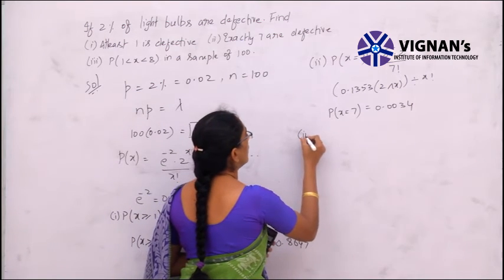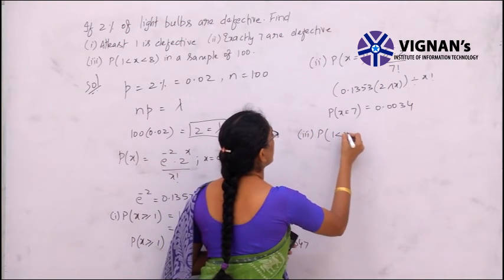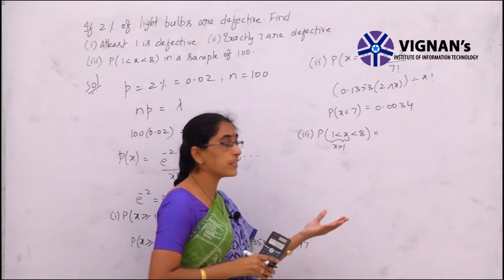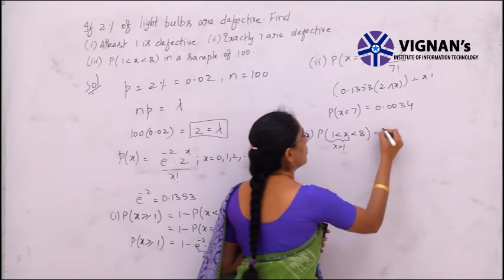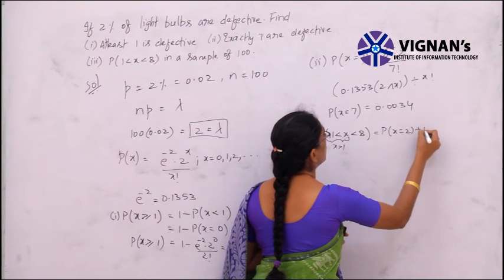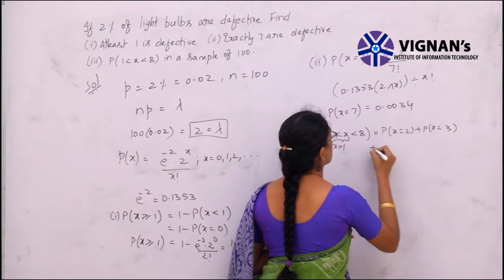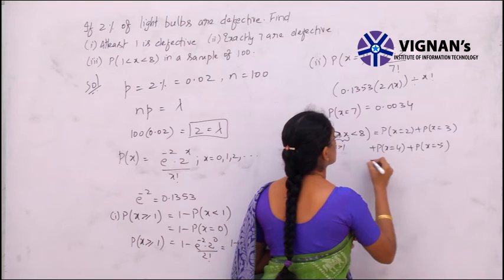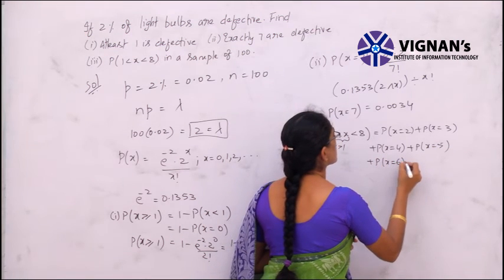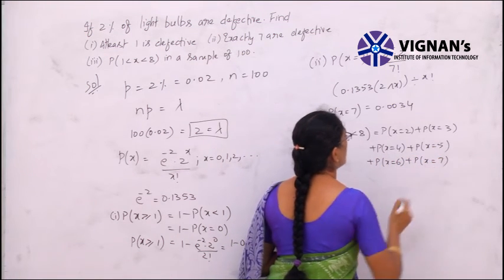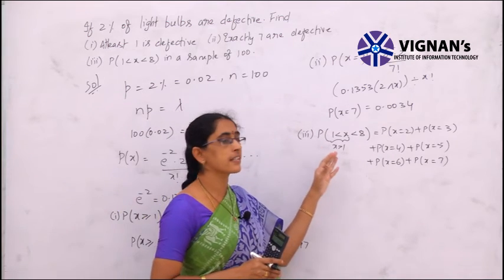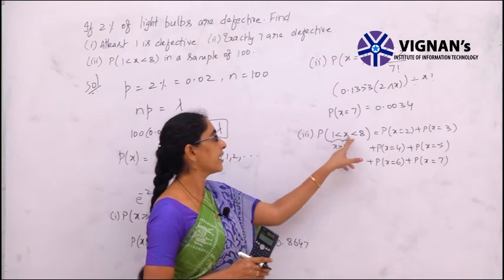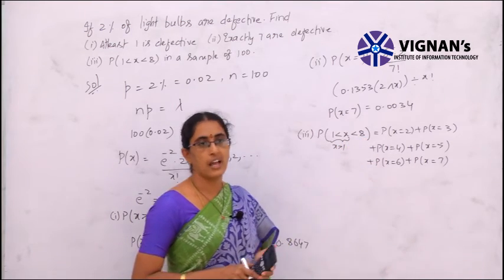Now, what is the third thing you have to find? Probability of 1 less than x and less than 8. So, 1 less than x means x greater than 1. But till how much? Till less than 8. That means here probability of x equal to 2 plus x equal to 3 plus x equal to 4 plus x equal to 5 plus x equal to 6 plus x equal to 7. So, 1 less than x is nothing but x greater than 1 means from more than 1, 2, 3, 4, 5, 6, 7, 8 and so on. But again till here less than 8 is there. So, till 7 we have to take.